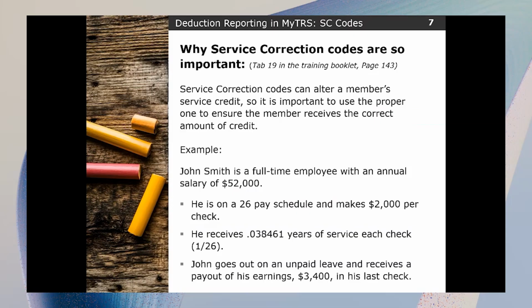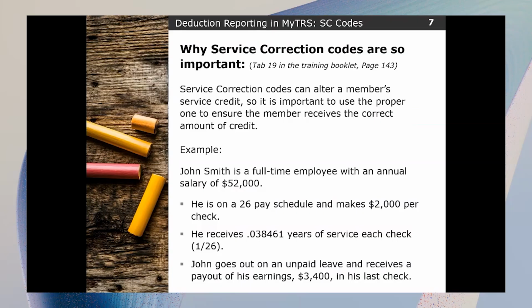John Smith is a full-time employee. He has an annual salary of $52,000. He is on a 26 pay cycle. So we expect each of his paychecks to be $2,000. That's what he gets. Everything's grand. For every one of those checks that he gets, $2,000, he will receive 0.038461 years of service. That's 1/26 worth of service.